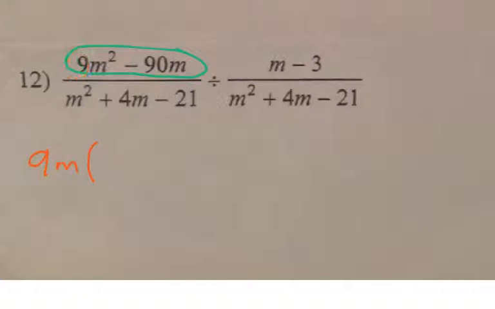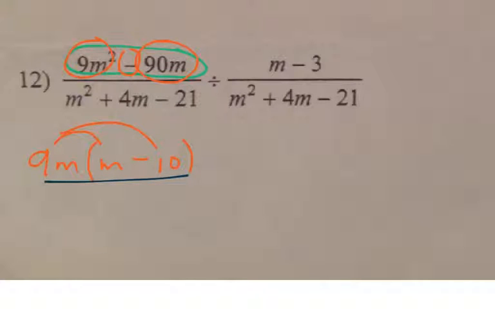So I'm going to do a GCF of 9m. So if I do an m here, does everybody agree 9m times m is 9m squared? Notice the minus there, so I better have a minus. Always be careful with your plus or minuses. And of course, I'm going to need a 10 here, because 9m times 10 is 90m. And so I just factored that using GCF.